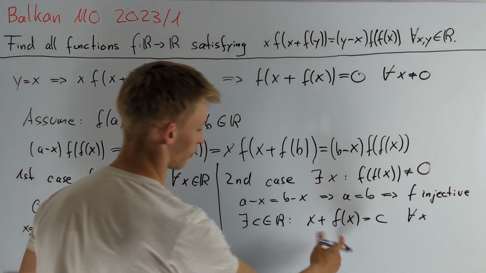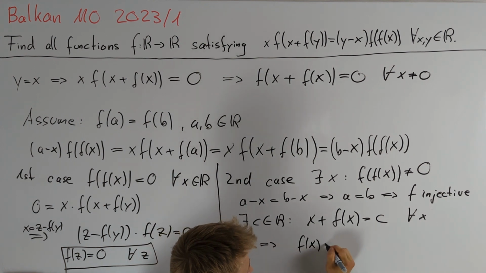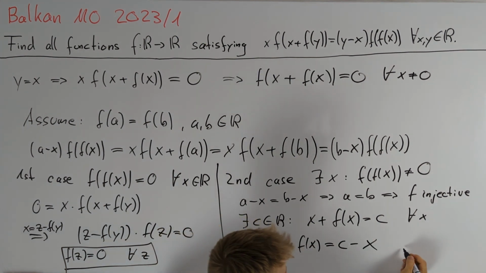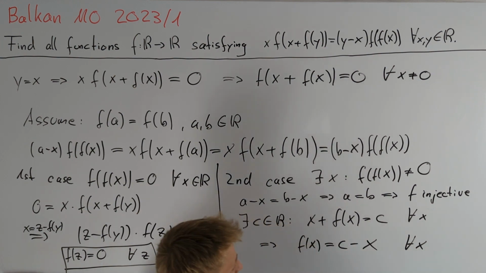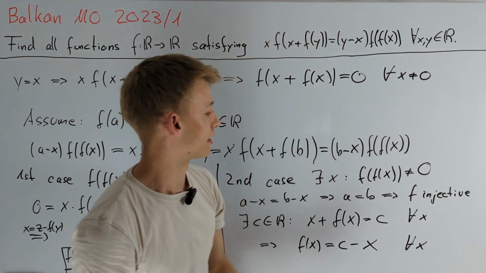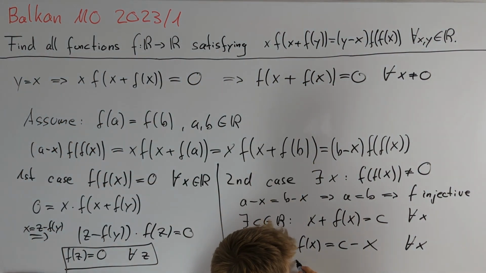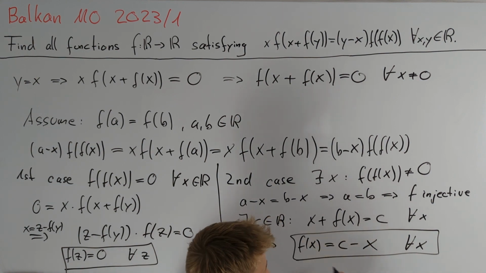Solving this equation here for f of x, we get that f of x is equal to c minus x for all x. And here we can again plug in this function into our first equation and see that this is indeed a solution. And therefore, we found our second and last solution, and we are done.